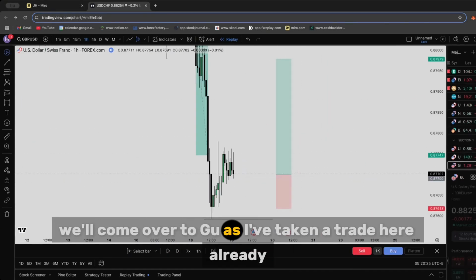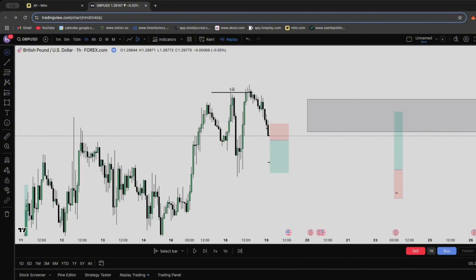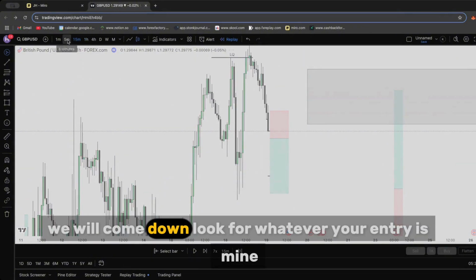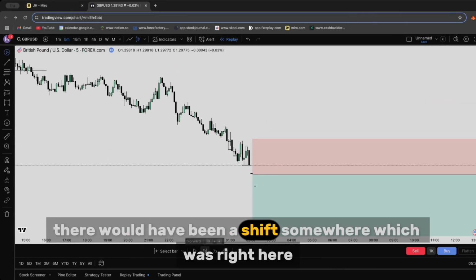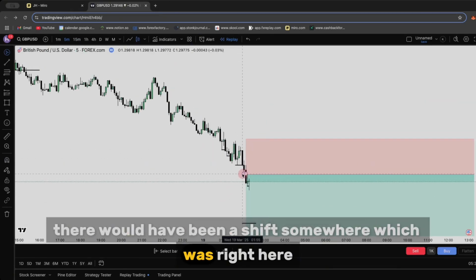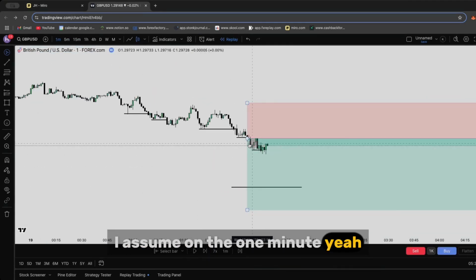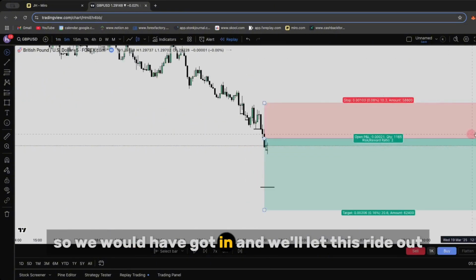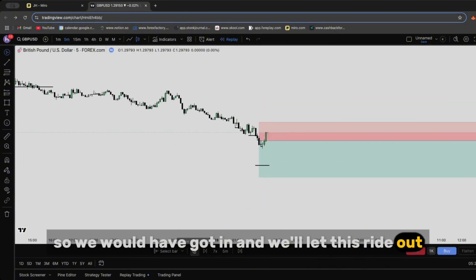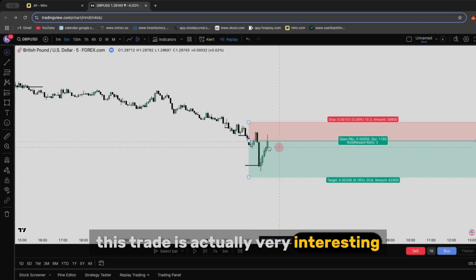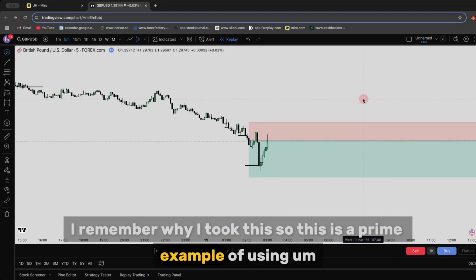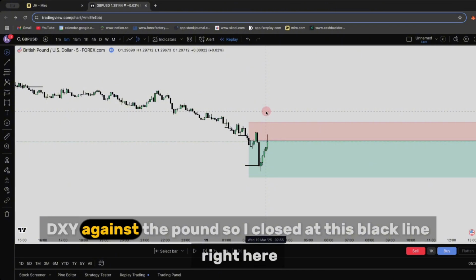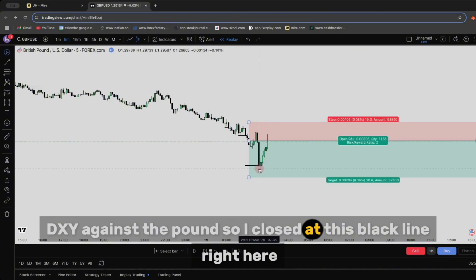We'll come over to GU, as I've taken a trade here already. We will come down, look for whatever your entry is. Mine, there would have been a shift somewhere, which was right here, I assume on the 1 minute. So we would have got in, and we'll let this ride out. This trade's actually very interesting. I remember why I took this. So this is a prime example of using DXY against the pound. I closed at this black line right here.